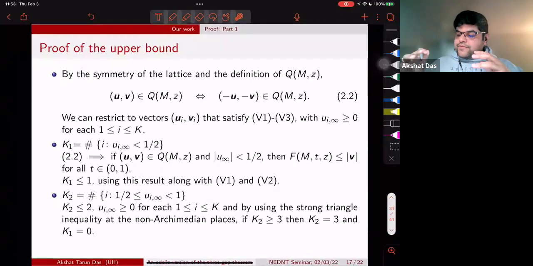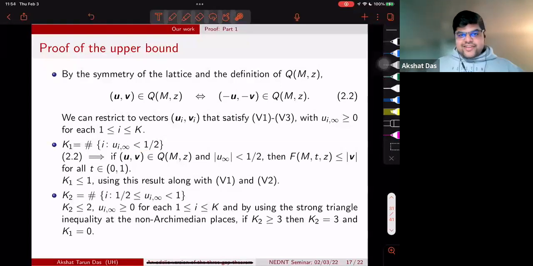So we have this condition that all the u_i infinities, which are the real components of the first component, are non-negative. And then using another set of computations, where we are using the strong triangle inequality in the non-Archimedean places, so the places which are indexed by the primes, we are able to prove that if there is indeed a scenario where K2 is bigger than or equal to 3, then there is only one possibility, which is that K2 is equal to 3 and K1 is 0. So then there are going to be three distinct lattice vectors which will have this condition, and there will be no lattice vector which has the other condition.